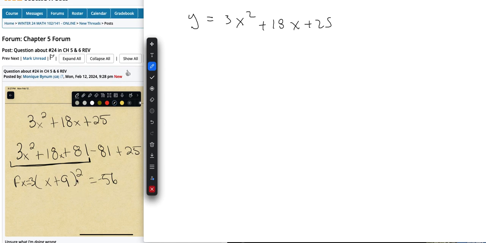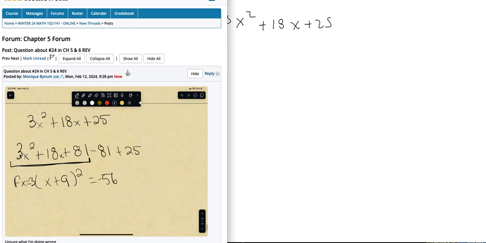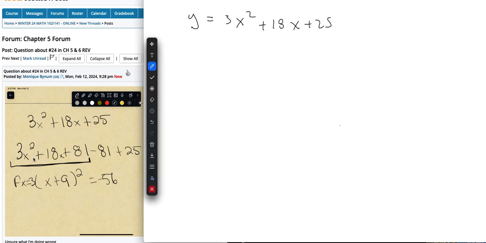Hey Monique, so for this one, the trick is to factor this 3 out first, and we don't have to worry about the 25 because we're just trying to complete the square like you did at the front part here, but that's why that 81 is getting messed up. So I'm going to show you another way to do this at the end that's probably easier when this number in front isn't a 1.